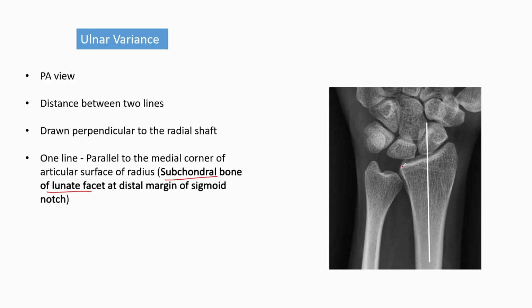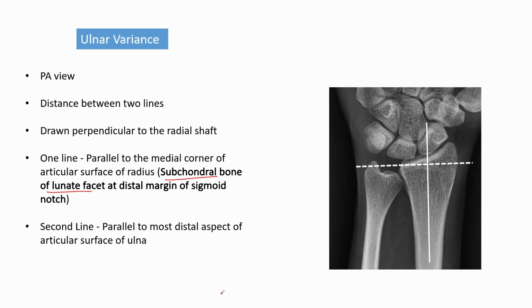So you have to draw a line through the subchondral bone, this thick subchondral bone, at the distal margin of the sigmoid notch. The place where the ulna articulates with the distal radius is the sigmoid notch, and the place where the sigmoid notch ends, that place at the level of the subchondral bone of the lunate facet, you have to draw a line. The second line is parallel to the distal most aspect of the articular surface of the ulna. Now the distance between these two lines is the ulnar variance.